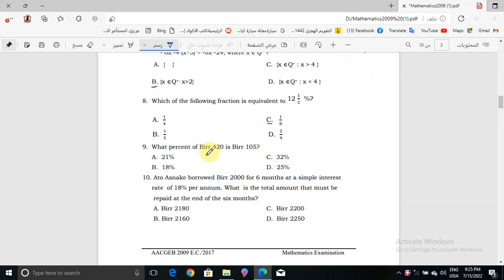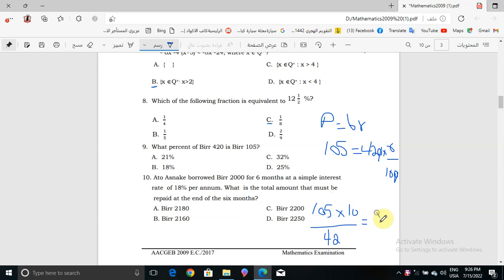Now what we will do here, we have 420 and 105, right? What percent of 420 is 105? First, we know that percent P is equal to B times R, right? That means 105 is equal to 420 times R over 100. Then cut 0 by 0, and then we have 105 times 10 over 42 is equal to R.